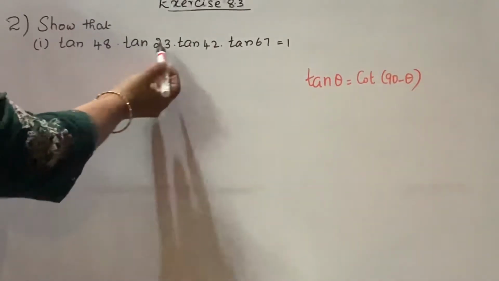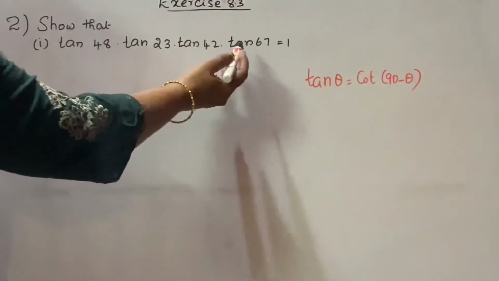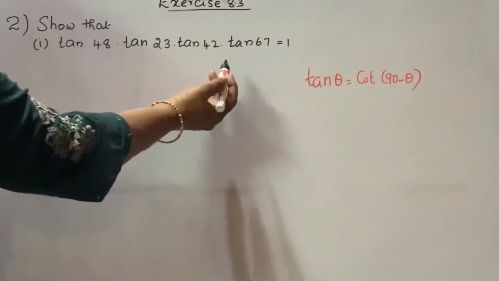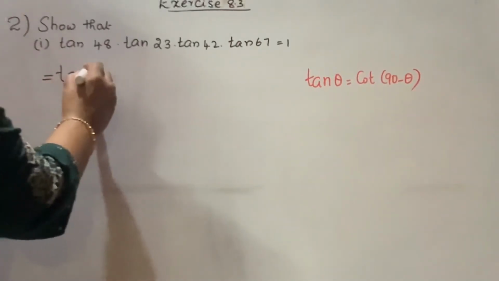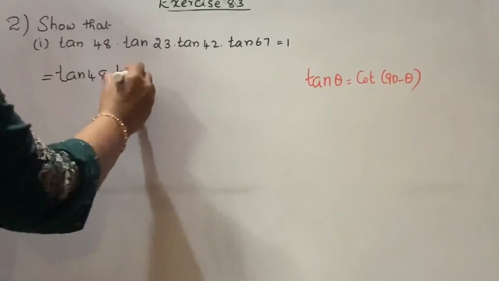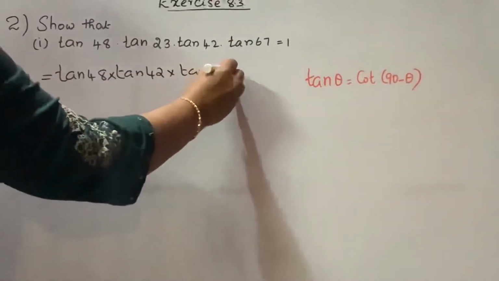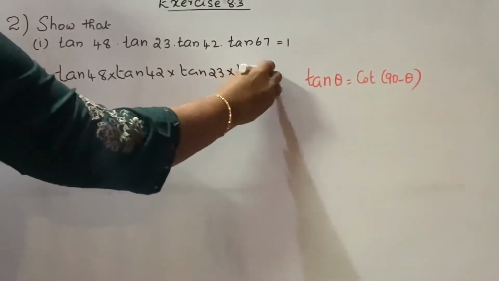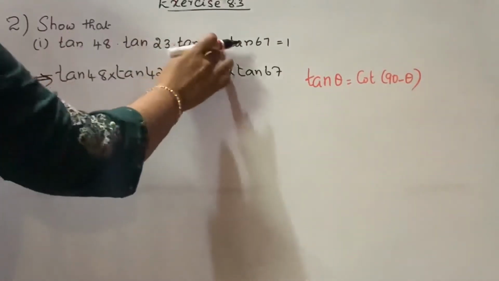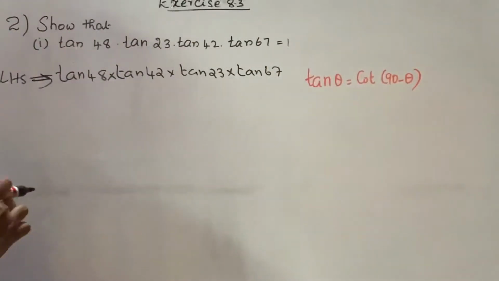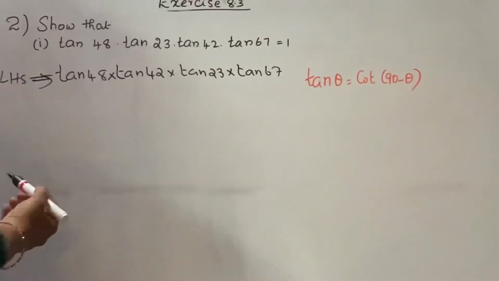Look here, 48 and 42 are complementary angles. 23 and 67 are complementary angles. So you rearrange the question. Rearrange and write the question like tan 48 into tan 42 into tan 23 into tan 67. This is our LHS. We want to prove that LHS is equal to RHS. Okay. Then what is tan theta? Tan theta is equal to cot of 90 minus theta.